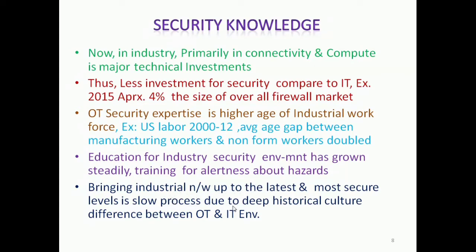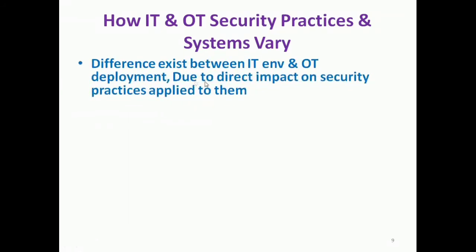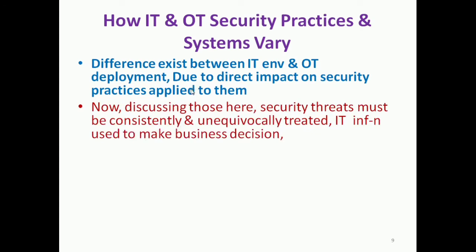Bringing an industrial network up to the latest and most secure levels is a slow process, due to the deep historical culture and also the beliefs in the society. There is a difference between the operation technology, that is IoT, and the information technology environment. So their practice and systems will vary. The difference between information technology and IoT development has a direct impact on the security practices applied to them.